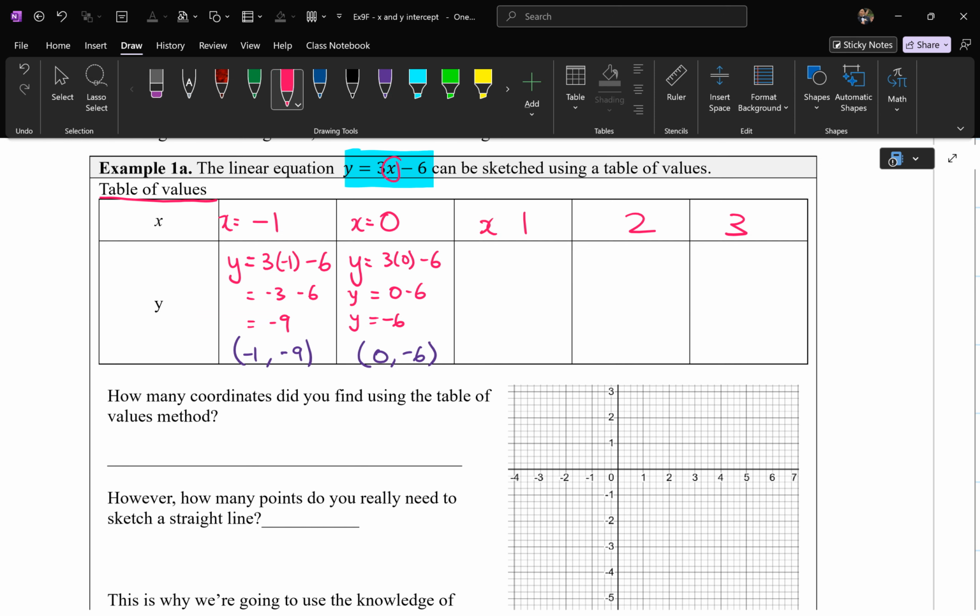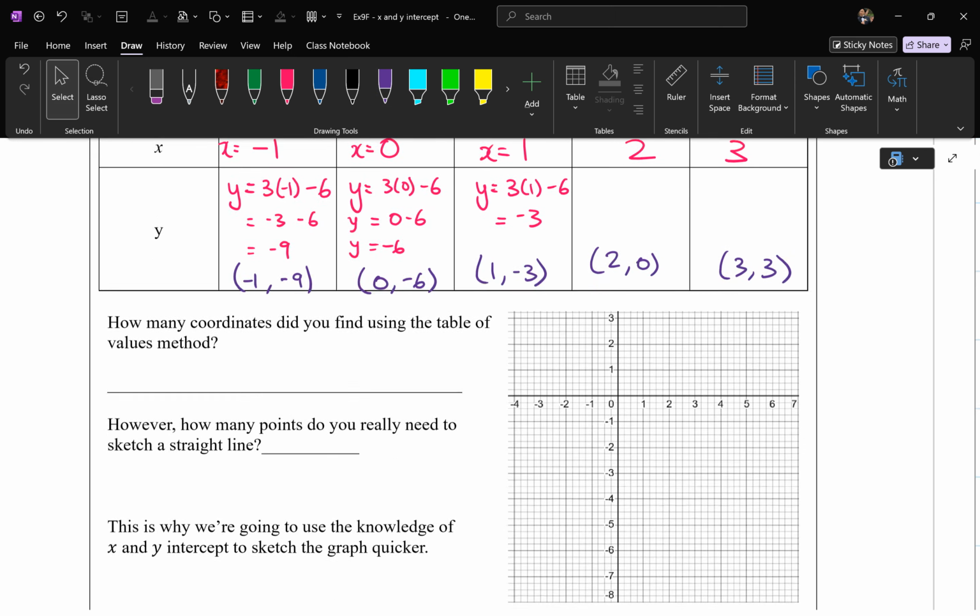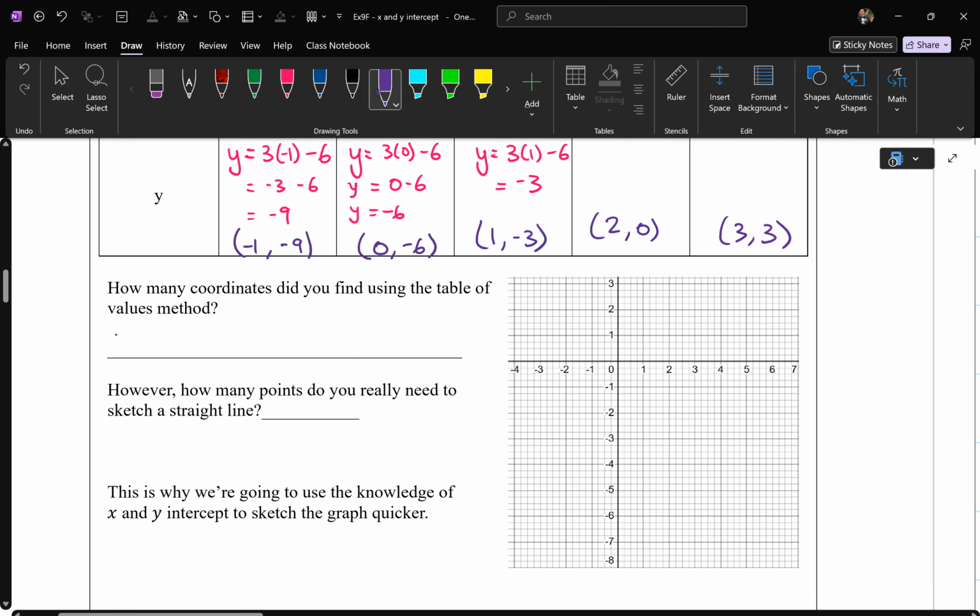Here, the next one, what if x was equal to 1? If x was equal to 1, then the y value will equal 3 times 1 minus 6. And 3 take away 6 is -3. So that means your coordinates are, when x is 1, y is -3. Now you can see when I follow this pattern, you're eventually going to end up with 2, 0, and then 3, 3. Okay, 3 times 3 is 9, 9 take away 6. Yep, cool. So how many coordinates did you end up with? You ended up with 1, 2, 3, 4, 5 coordinates.